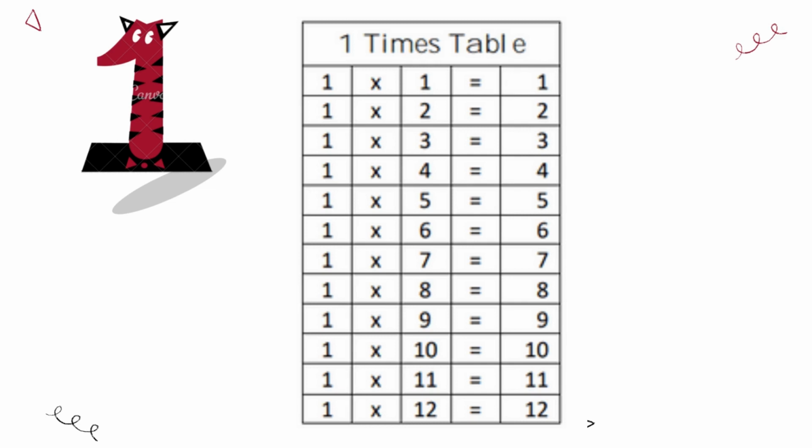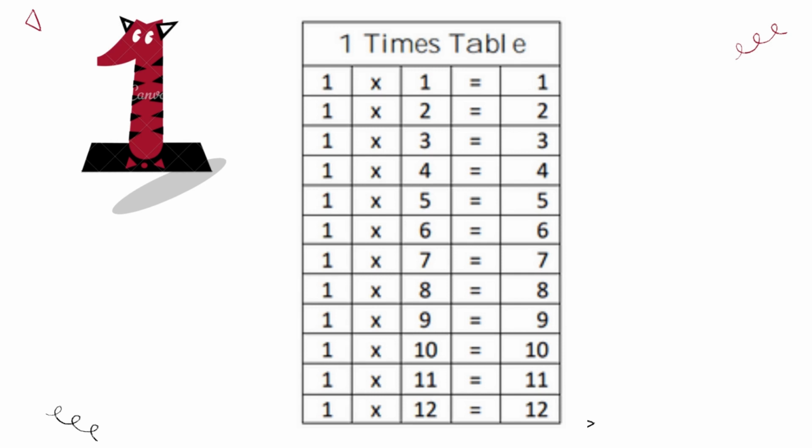1 times 1 equals 1. 1 times 2 equals 2. 1 times 3 equals 3. 1 times 4 equals 4. 1 times 5 equals 5. 1 times 6 equals 6. 1 times 7 equals 7. 1 times 8 equals 8. 1 times 9 equals 9. 1 times 10 equals 10. 1 times 11 equals 11. 1 times 12 equals 12. So you notice that you get back the same number.